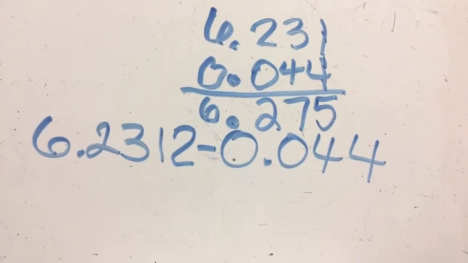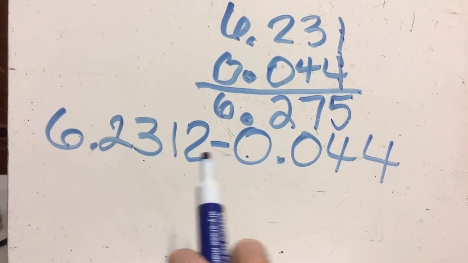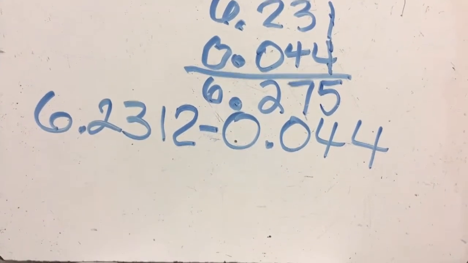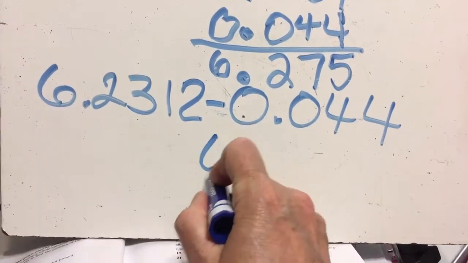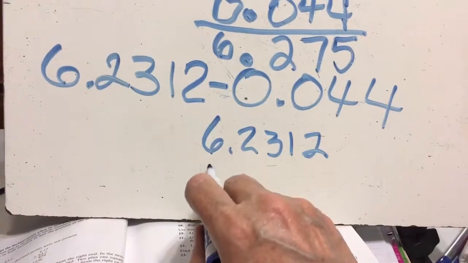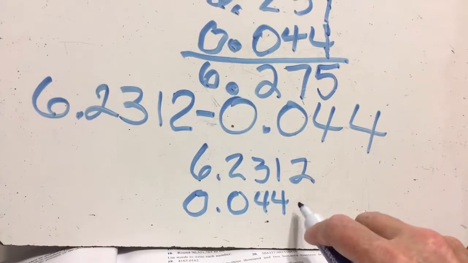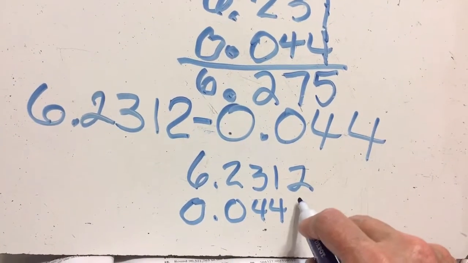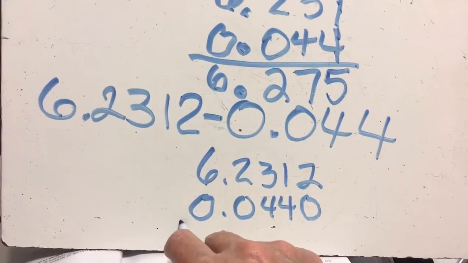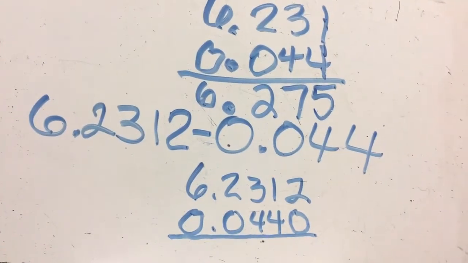So now on this one, I made this one a little bit different than your book is, because I made one with 4 decimal places and one with 3 decimal places, just so that you would know what to do when you came to a problem like that. So we've got 6.2312 and then 0.044. Notice that I've got a spot over here. I am always allowed to fill that empty spot with a 0, because a trailing 0, one that follows after all the numbers, is not a problem at all. It means nothing.